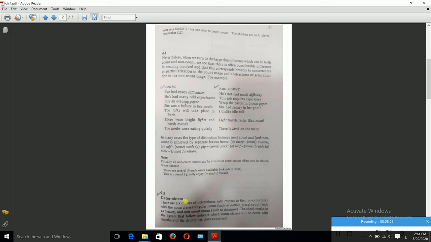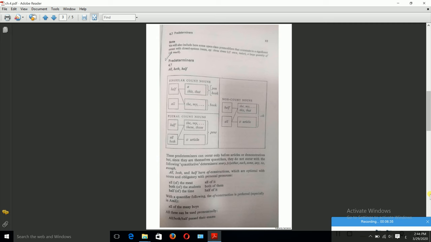Determiners. There are six classes of determiners with respect to their co-occurrence with the noun classes: singular count, such as bottle, plural count, such as bottles, and non-count nouns, such as furniture. The check marks in the figures that follow indicate which noun classes will co-occur with the members of the determiner class concerned.